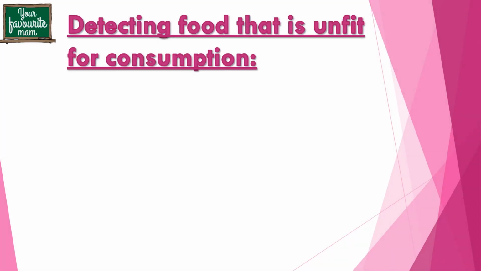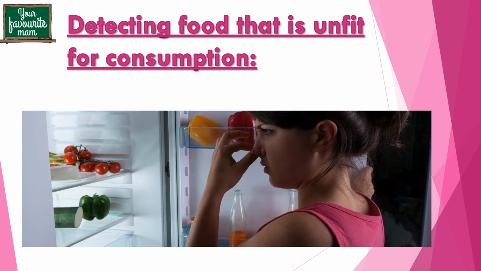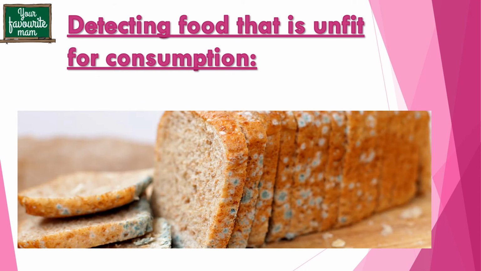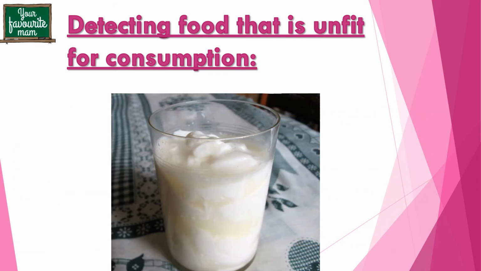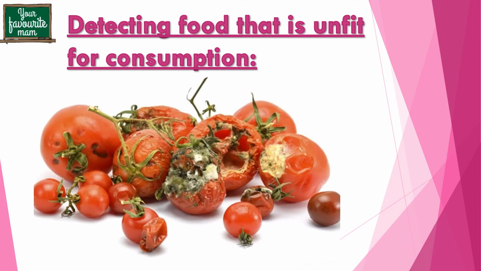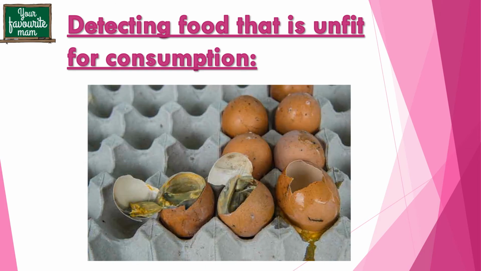So in order to avoid food poisoning, we must not consume food that is unfit. To detect those types of foods, we must depend on our senses, basically smell, sight, and taste. If the food smells weird and unusual, or if there are green spots over our food, or if our milk looks curdled, or if any edible food object looks visibly rotten, we must not consume it as it can lead to food poisoning.